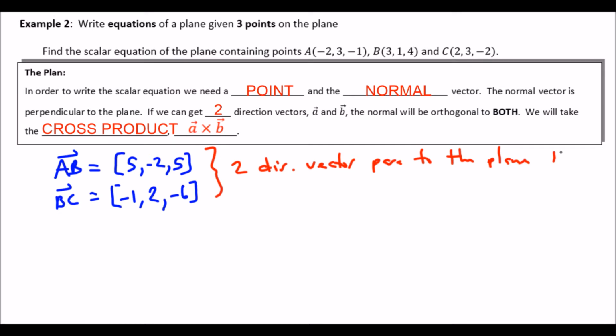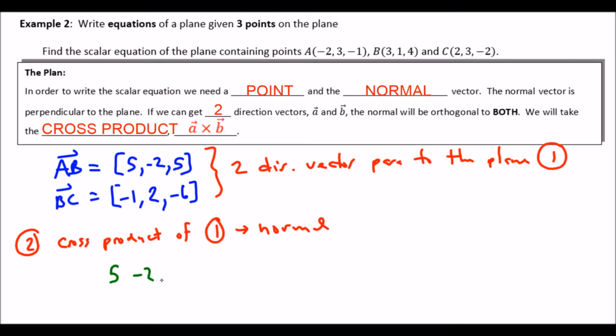That is step one. Step two, we are going to take the cross product of the two direction vectors. This will give me the normal. So here we go. It doesn't matter which ones. I'm going to do 5, negative 2, 5, and then I'm going to write negative 1, 2, negative 6.